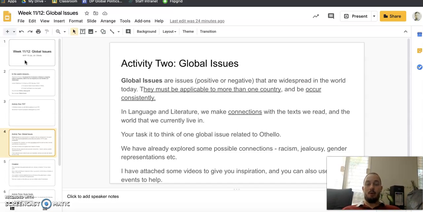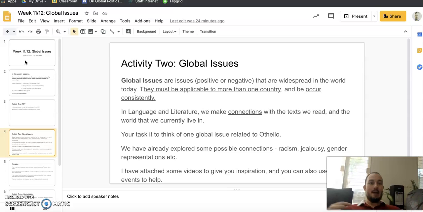So your issue couldn't be, for example, the problem of traffic in Chitraland. That's not a global issue. That is very much localized to Chitraland. And it must occur consistently. So, for example, it couldn't be single people feel unhappy on Valentine's Day. Yes, it applies to more than one country, but obviously it only applies once a year.